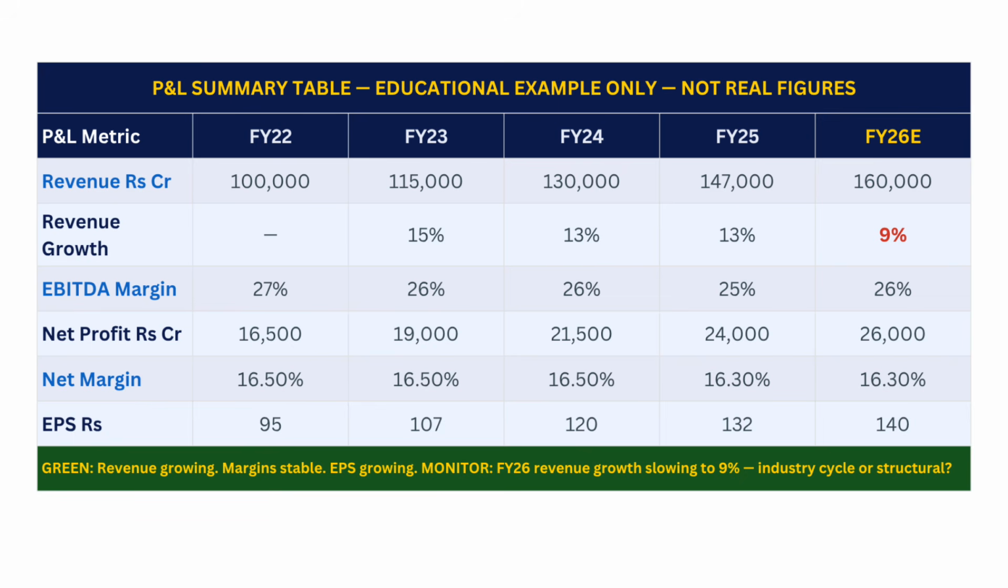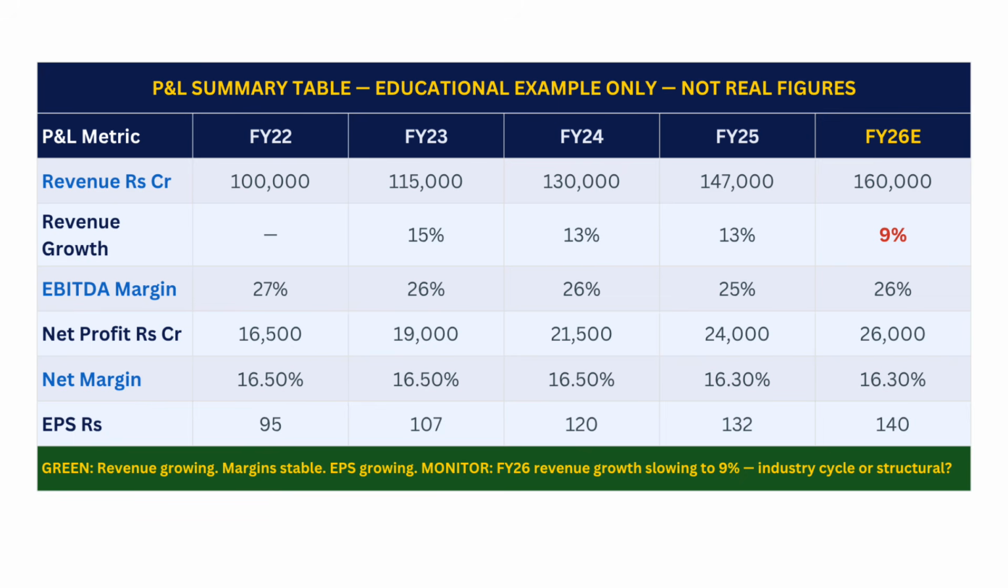And the next P&L metric is net profit, rupees in crores. Financial year 22, 16,500 crores, and in financial year 23 it is 19,000 crores. In financial year 24 it is 21,500 crores. In financial year 25 it is 24,000 crores. In financial year 26, it is estimated to be 26,000 crores.